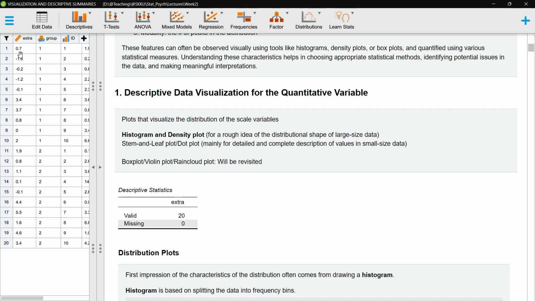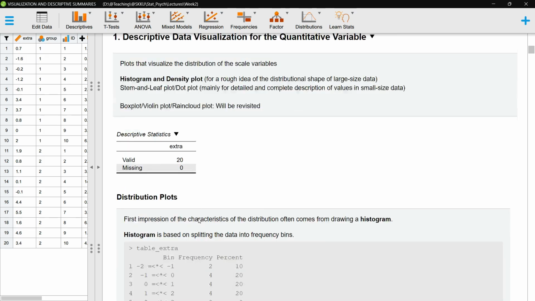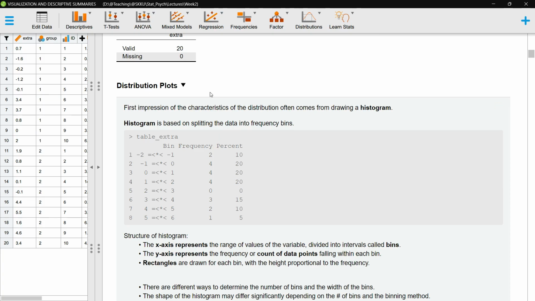0.7 means the first participant slept 0.7 hours more than the control, right? And minus 1.6 means the sleeping hours decreased by 1.6 hours, something like that, right? So we don't have missing values in the extra variable. So let's look at the distribution plot, beginning with the histogram.